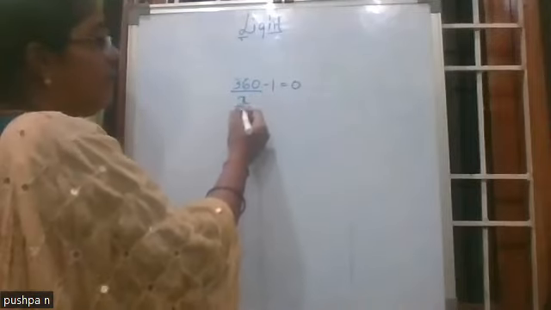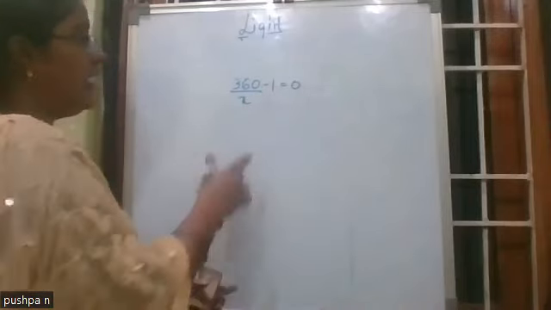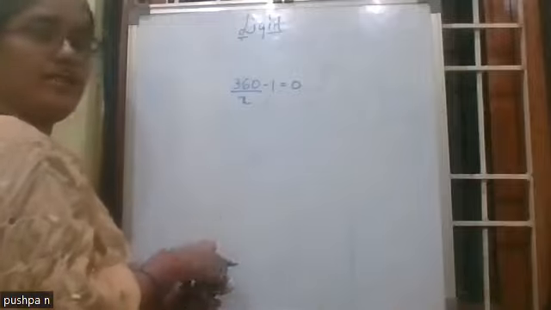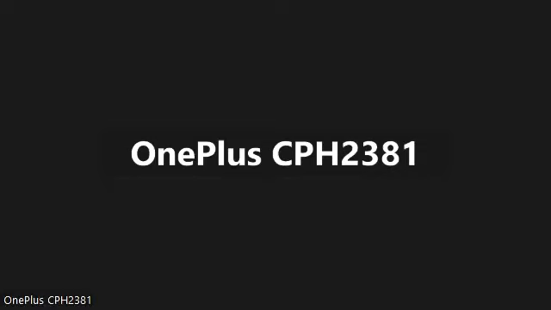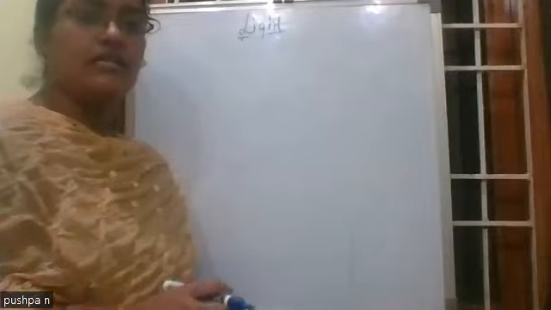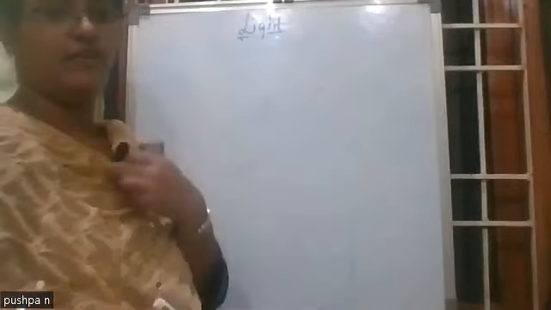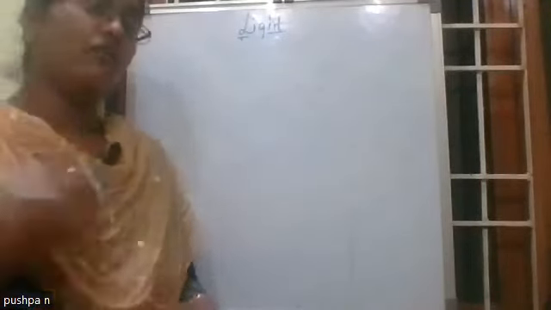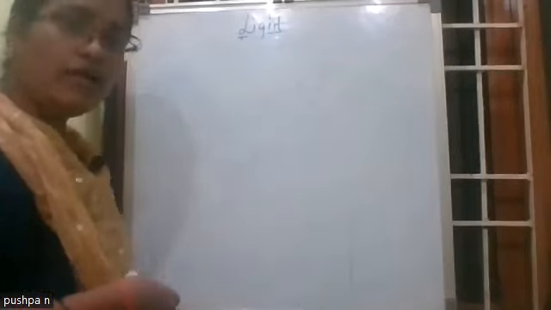Here, 360 by x minus 1 equal to 0. Here, x is the distance between the image and the glass plate. Till now we have discussed irregular and regular reflections. We also have different types of mirrors. What are the mirrors we have?